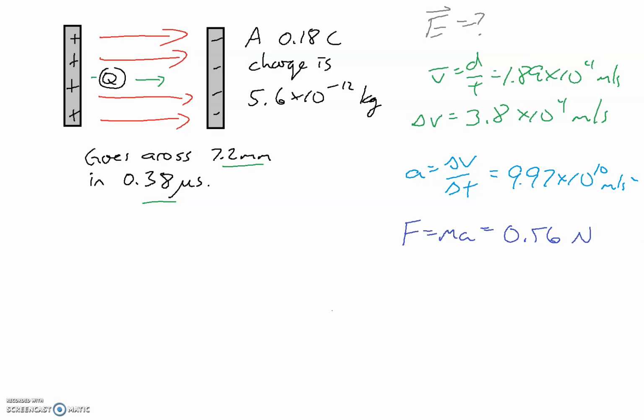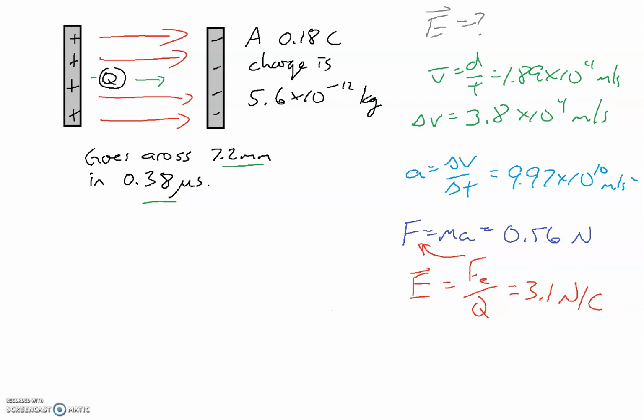Okay, now this is where the only newish thing kicks in. You've got the force, you also have the charge, and electric field is electric force, which is what this is right there, divided by the Q. So I'll take that 0.56, divide that by my 0.18 coulombs, and we've got an electric field of around 3.1 newtons per coulomb. And there we go. So that's how we can calculate the electric field.